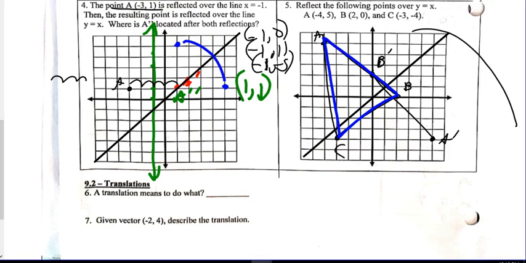And then I switch. Negative 3, negative 4 switches to negative 4, negative 3. 1, 2, 3, 4. 1, 2, 3. And I'm down here at C prime. And notice that makes sense. Those are kind of like right across from each other. Right? And so now I'm going to draw A prime to B prime to C prime. And there are my two triangles which fold over the line y equals x.